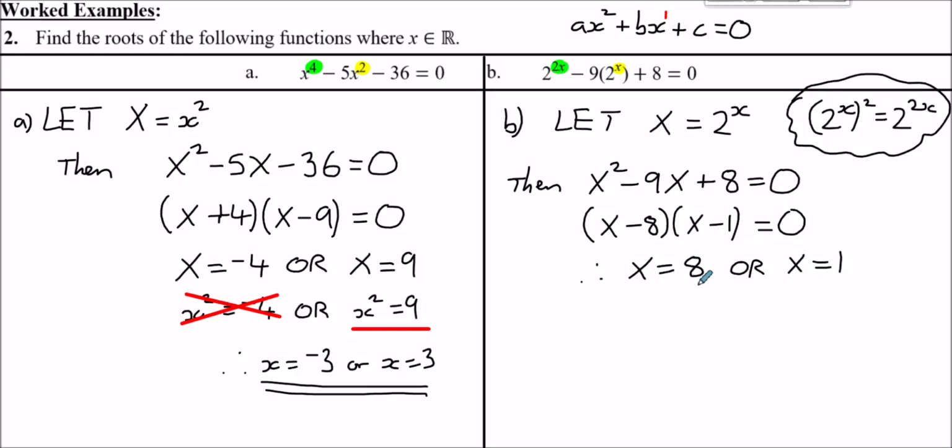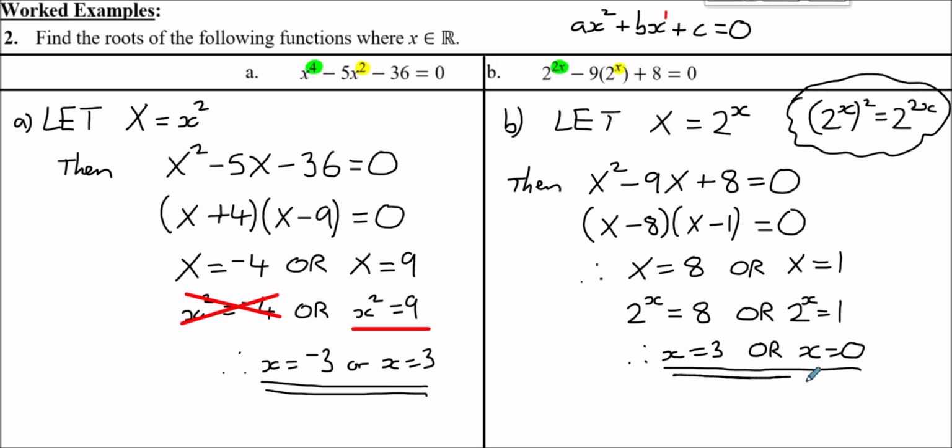Finally though, remember, we didn't have this equation in terms of big X, we had it in terms of little x. So substitute back in 2 to the power x. So 2 to the power x is equal to 8, or 2 to the power little x, sorry, is equal to 1. So therefore, well, 2 times 2 times 2, 2 to the power 3, gives us 8, so either x is equal to 3, plus remember, anything to the power 0 gives us 1, and so the second solution is x equals 0. And then we're done. Over to you now.